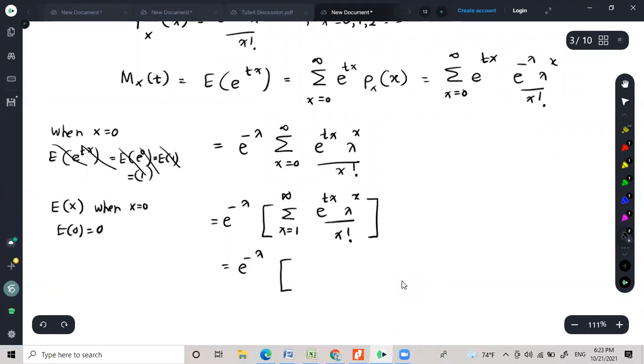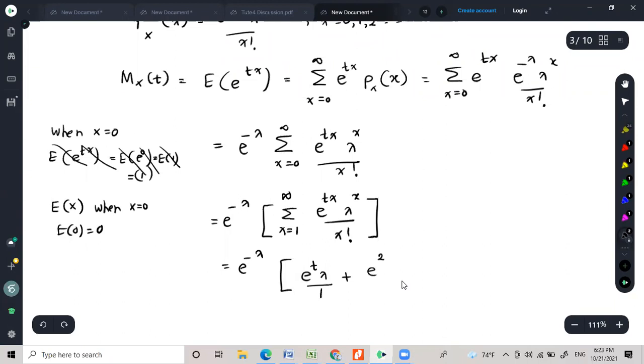So let's substitute what will happen when x equals 1. What is the value when x equals 1? You have e to the t, lambda to 1. So it is lambda, and at the bottom it is 1 factorial, 1. Okay. And when x is 2, what do you get?